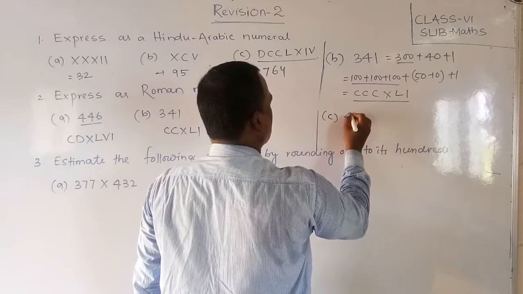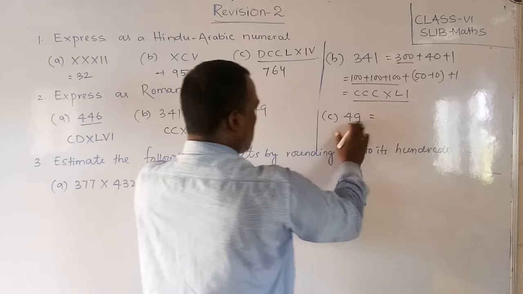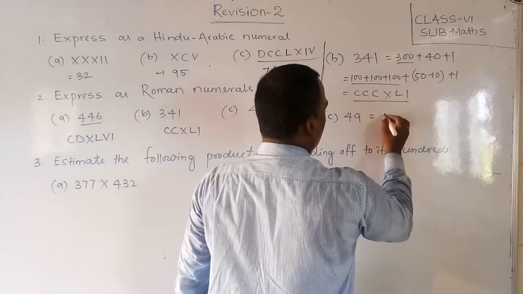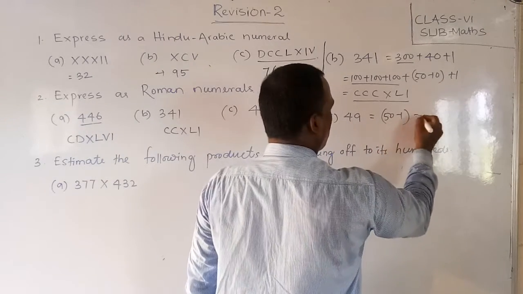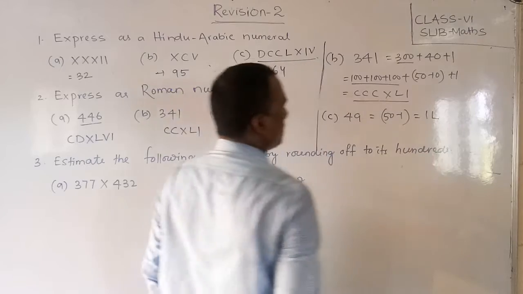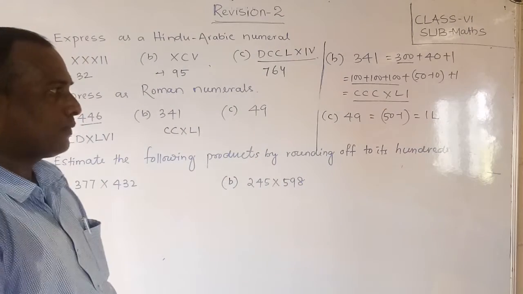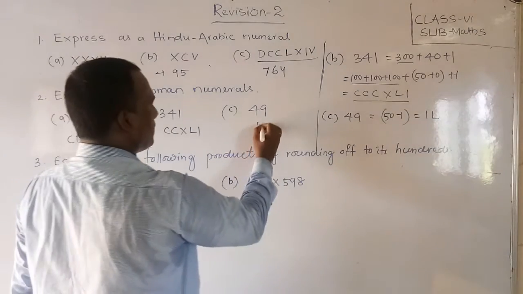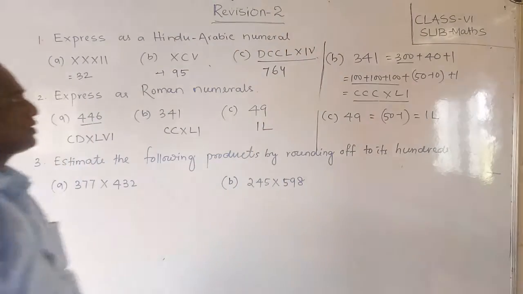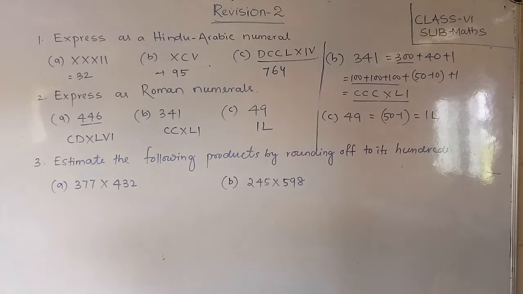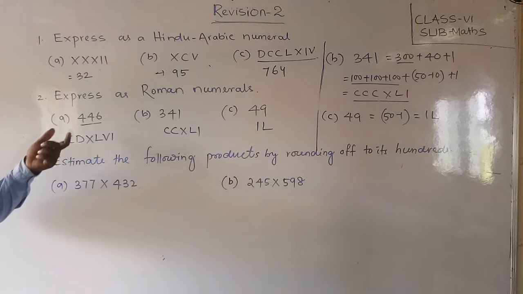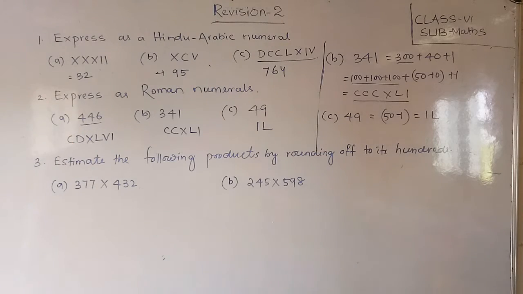Same like you can go for 49. See, 49 means, friends, observe, what can you write? 50 minus 1. So we can write IL. Okay? L means 50, subtraction, so we can write IL. Are you clear, friends? These are the numbers expressed in Roman numerals. So now we can go to the next one.